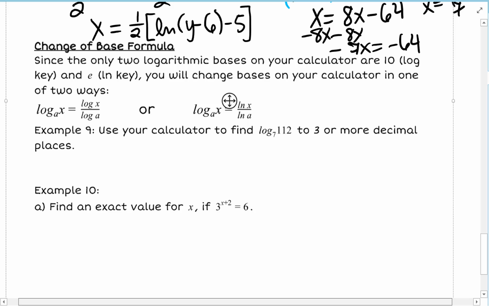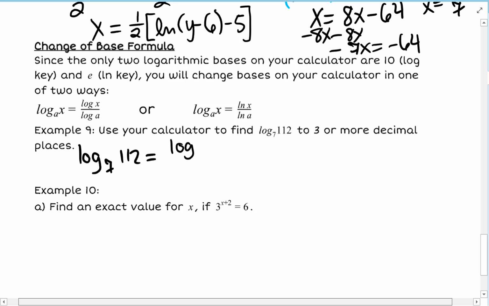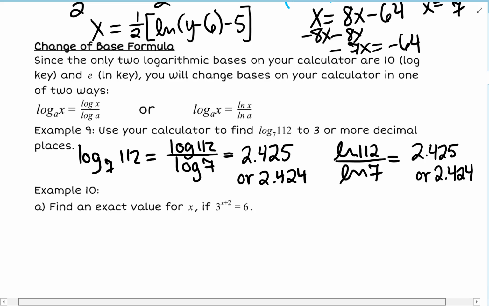Use your calculator to find log base 7 of 112 to 3 or more decimal places. Log base 7 of 112, you can put this into your calculator as log of 112 divided by log of 7, or you can put it into your calculator as natural log 112 divided by the natural log of 7. Let's try both and see what we get. And I got the same answer for both of them, which was 2.425 rounded or 2.424 truncated.